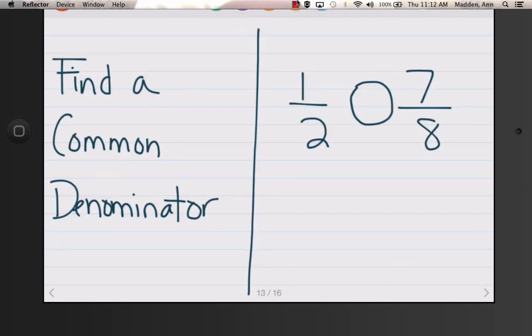Find a common denominator is your third way. 1/2 and 7/8. How did you find a common denominator? I could count it by 2s, I could count it by 8s, or I could simply do 2 times 8. 16. How did I get from 2 to 16? I multiplied by 8. So 1 times 8 is 8. How did I get from 8 to 16? I multiplied by 2. So 7 times 2 is 14. Now I can easily compare 8/16, 14/16, and definitely 7/8 is larger than 1/2.